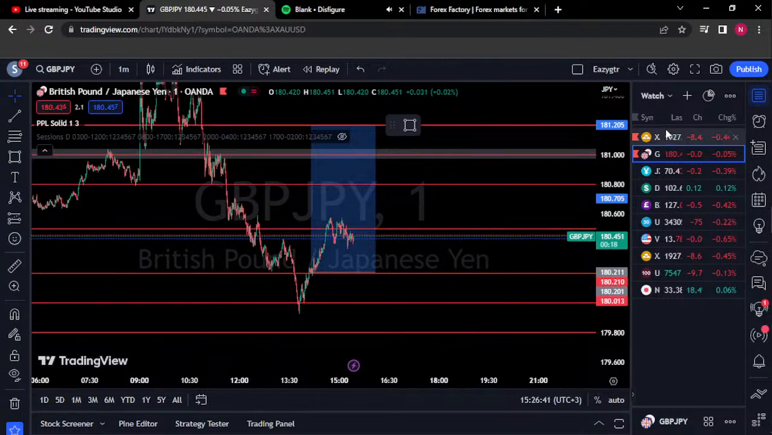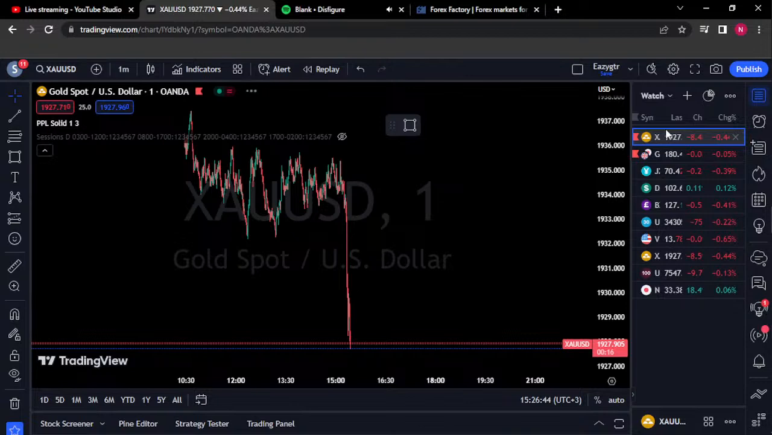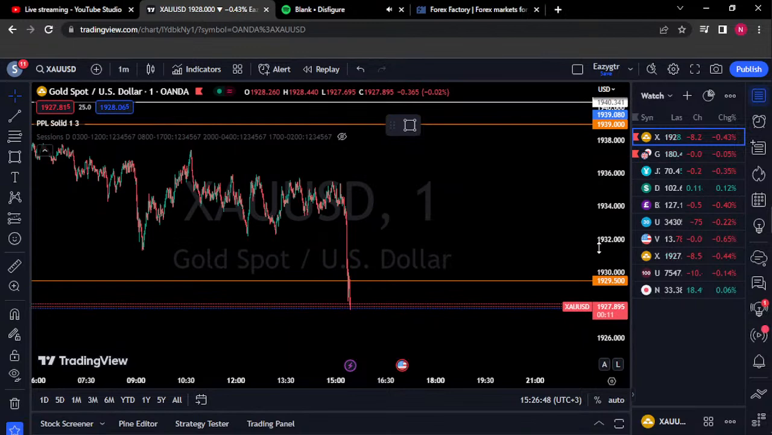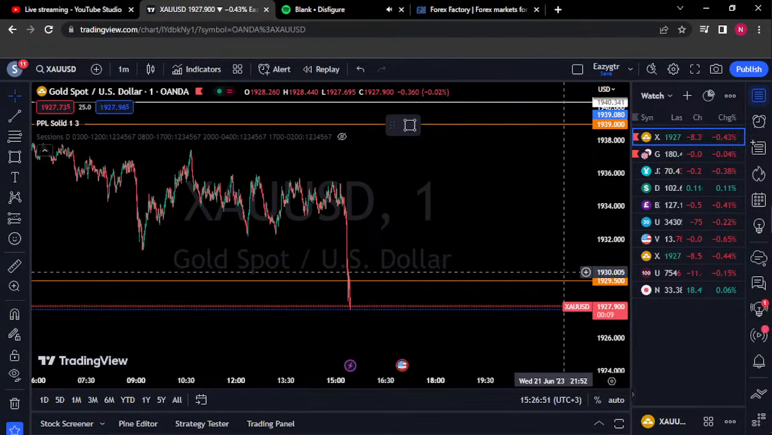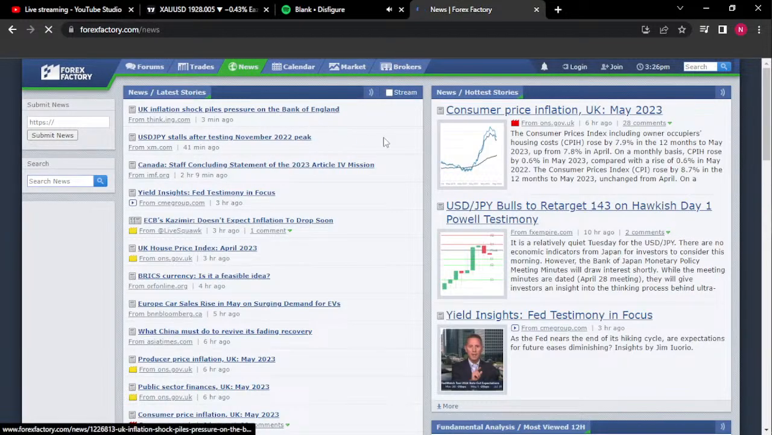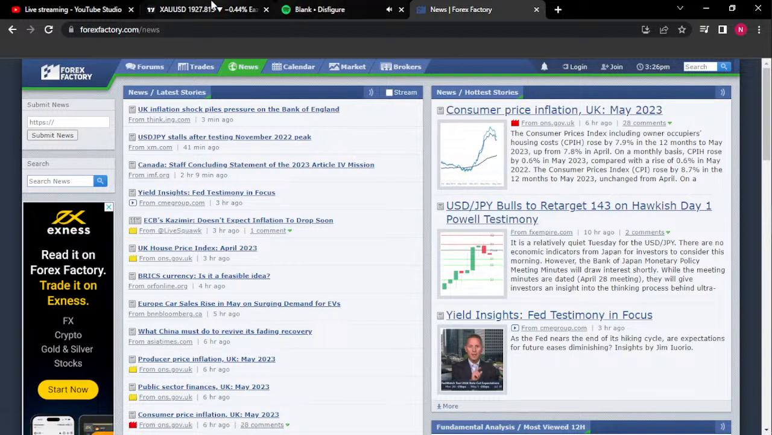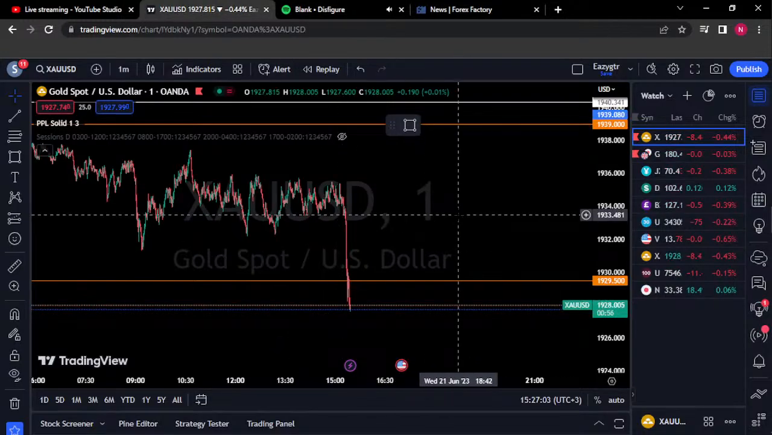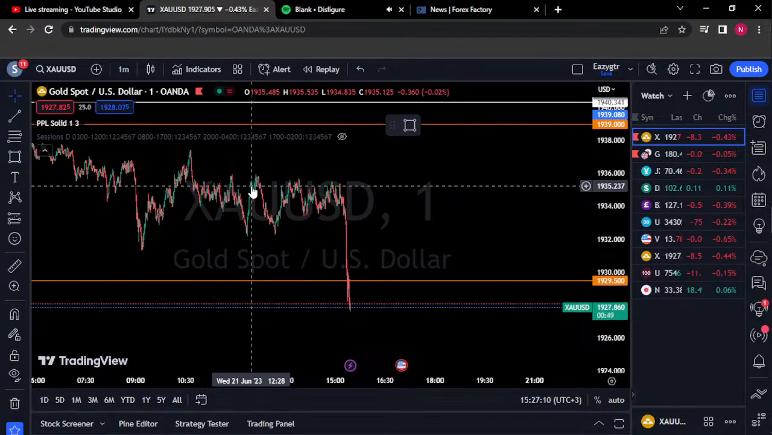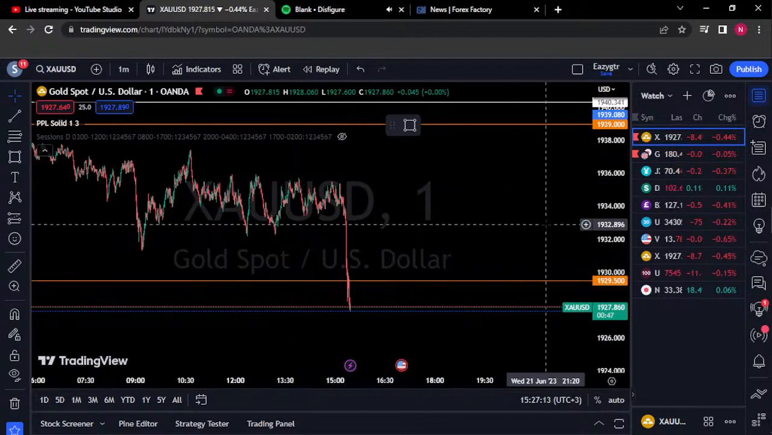Currently, what's going on with gold? So gold just did a deep dive towards 1929.500. Let me check if there's any news. There's no news, so this was just an impulsive drop. Since I hadn't pre-planned my analysis to take this trade, I wouldn't just take this trade off the bat since I see price dropping.